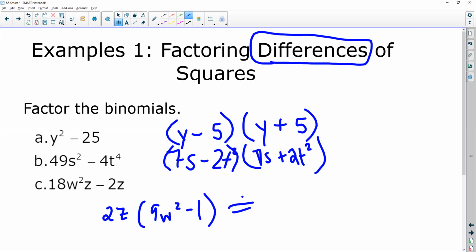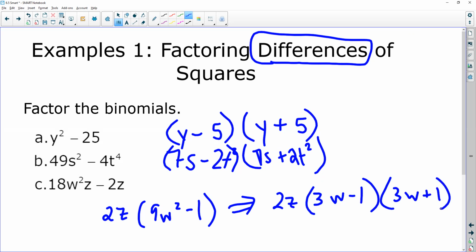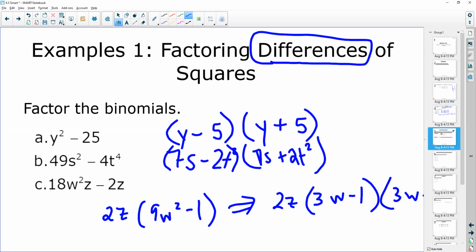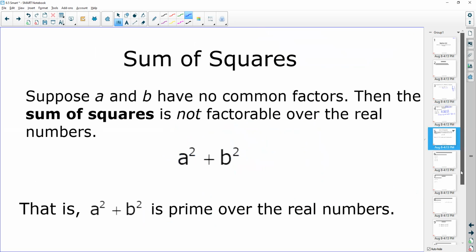So then I can factor this. I'm going to leave the 2z out front. I'm not going to lose track of it. 3w minus 1, 3w plus 1. And if you don't believe me, FOIL, check. If you're not sure at some point, check.